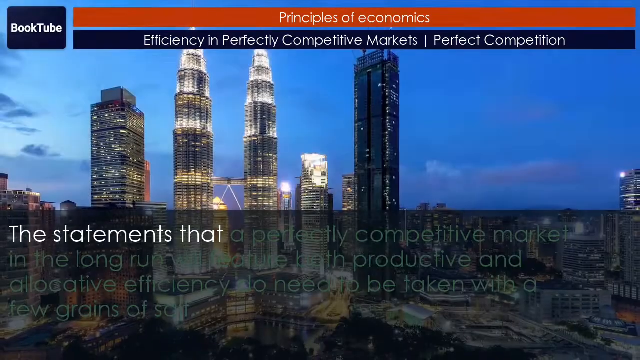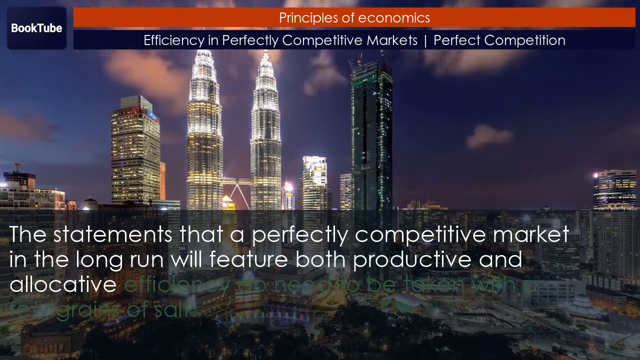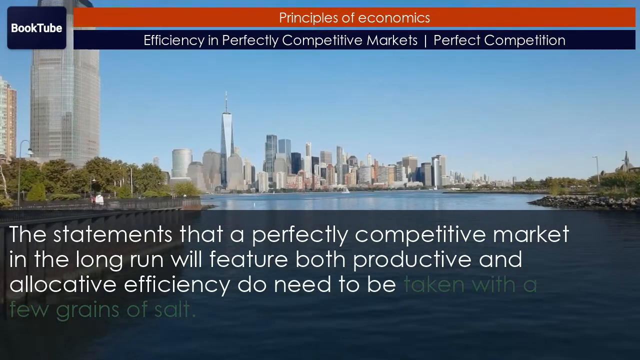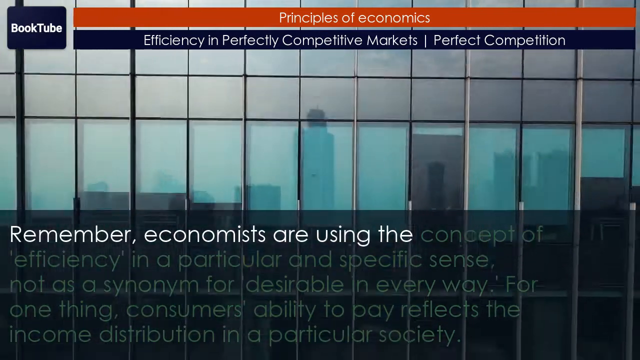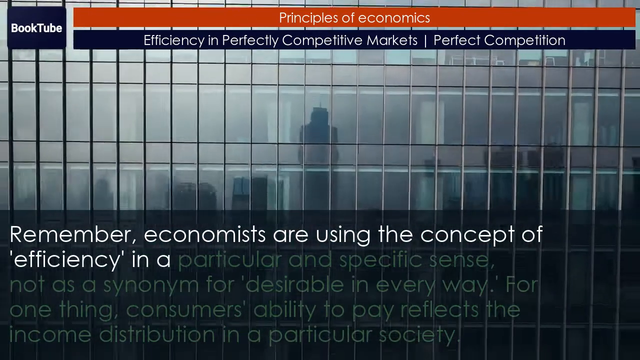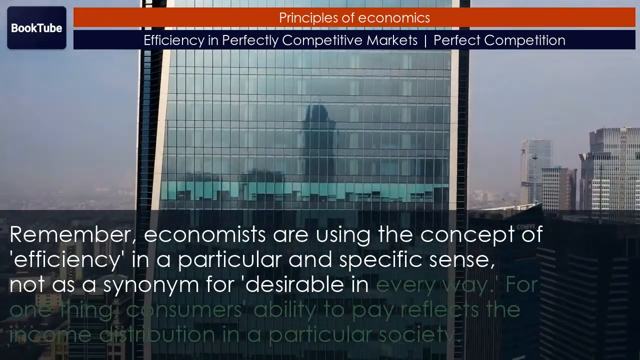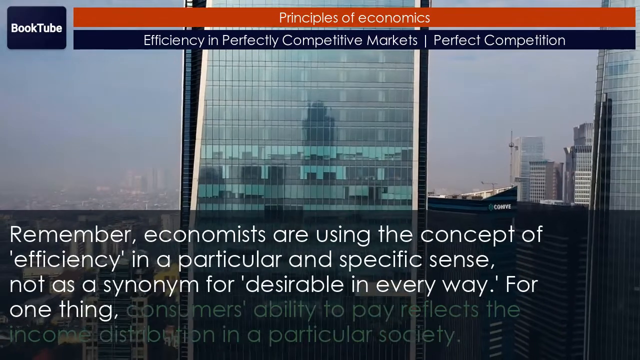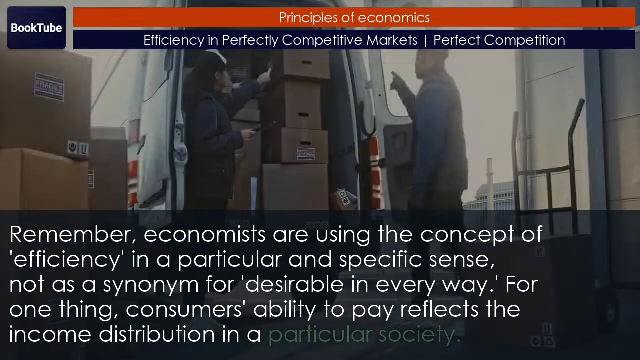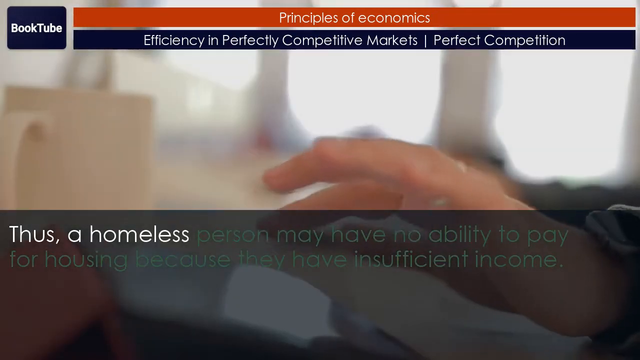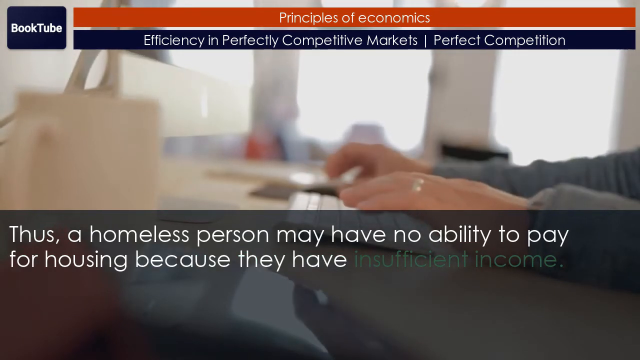The statements that a perfectly competitive market in the long run will feature both productive and allocative efficiency do need to be taken with a few grains of salt. Remember, economists are using the concept of efficiency in a particular and specific sense, not as a synonym for desirable in every way. For one thing, consumers' ability to pay reflects the income distribution in a particular society. Thus, a homeless person may have no ability to pay for housing because they have insufficient income.